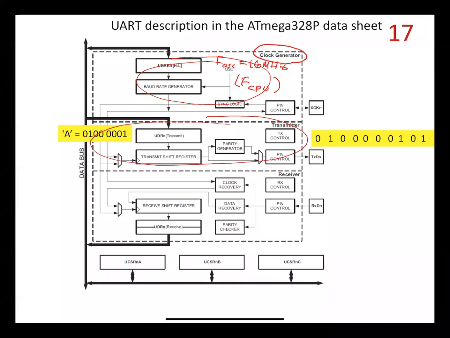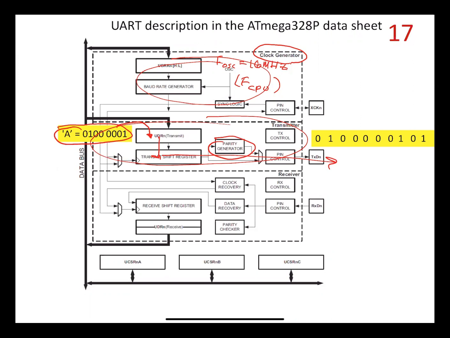Then we have the transmitter. The transmitter is going to take our ASCII byte that we want to send out. We're going to put that into a register called UDR, which is our UART data register. Then it's going to go into a shift register, and then it's just going to get sent out. Along the way, there's a thing called a parity generator, which would be for error checking. We're not going to make use of that.